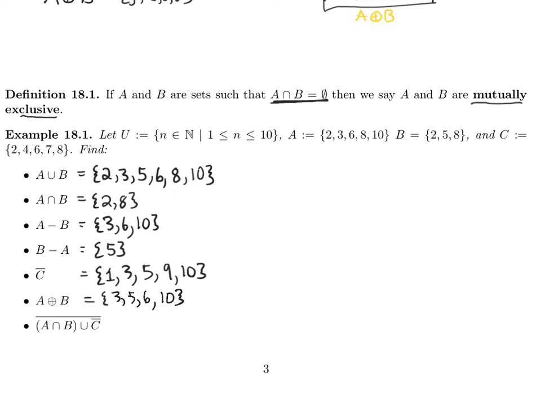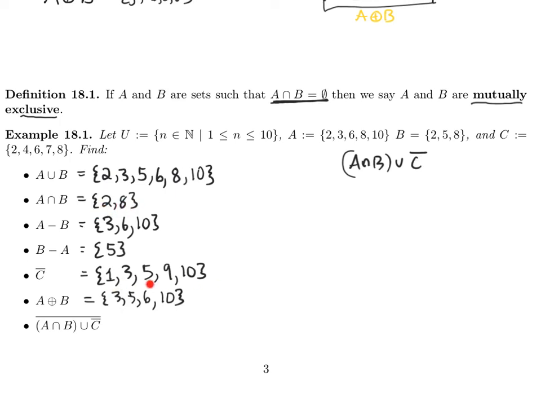Okay, so they were good warm-ups. Now let's do the harder exercise. So we have A intersect B calculated. We have the complement of C calculated. So let's figure out the union of those. So A intersect B union C complement.